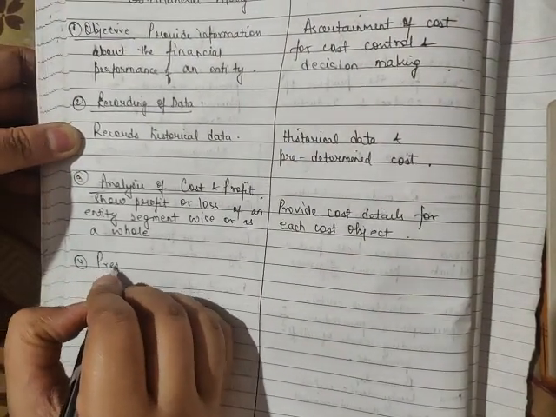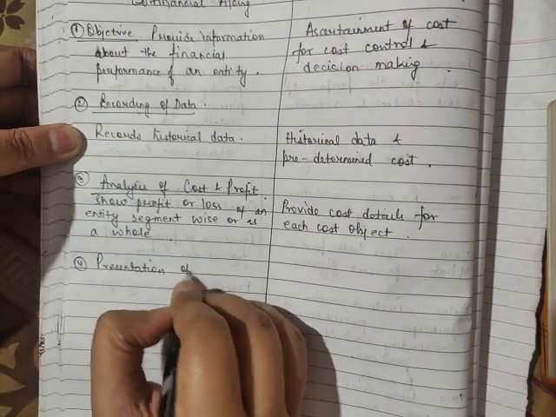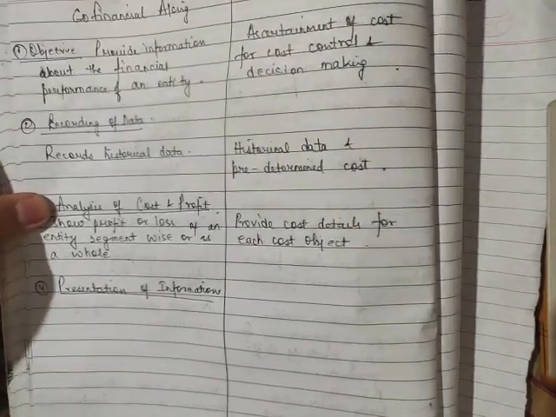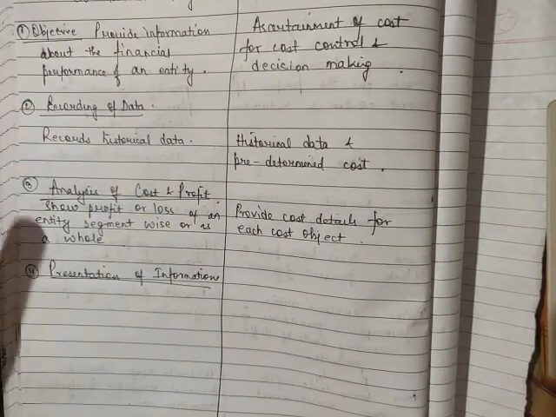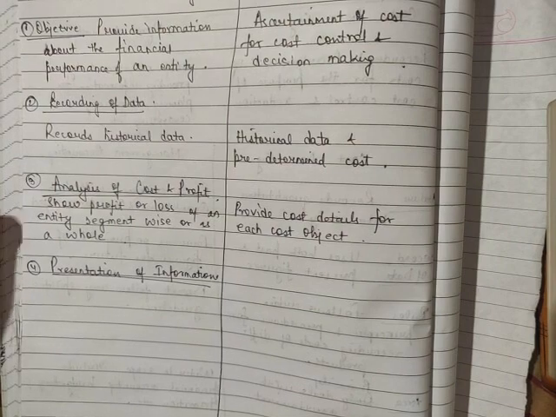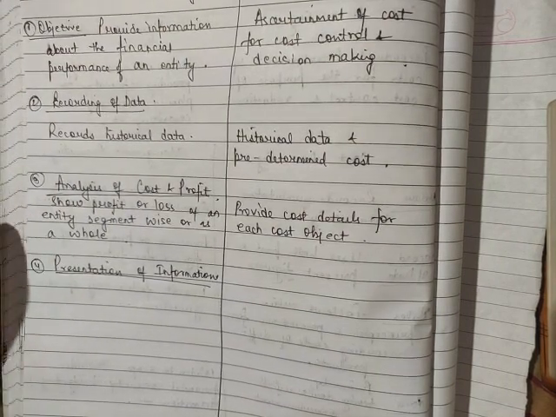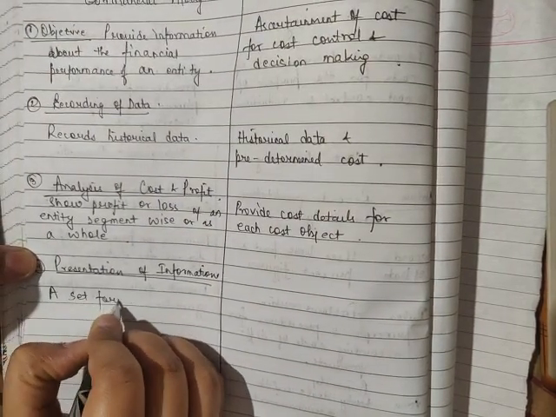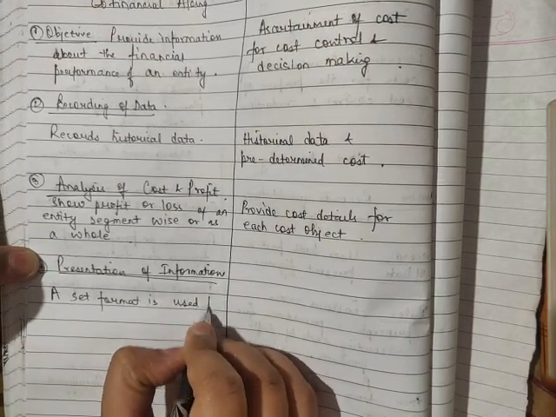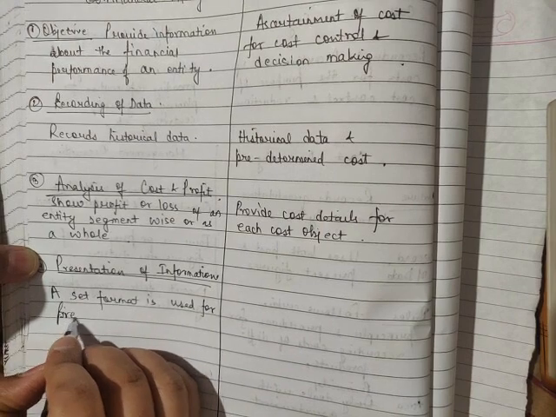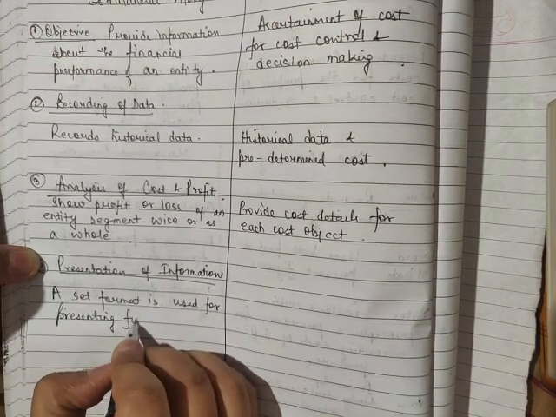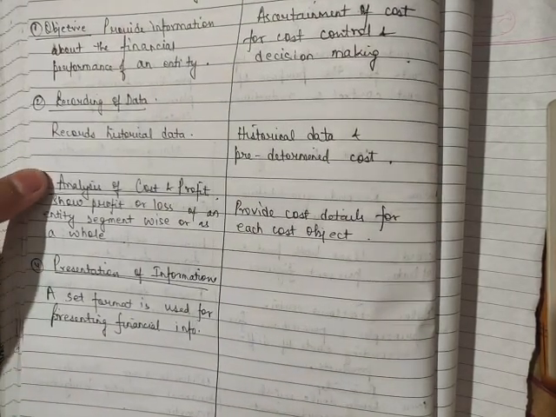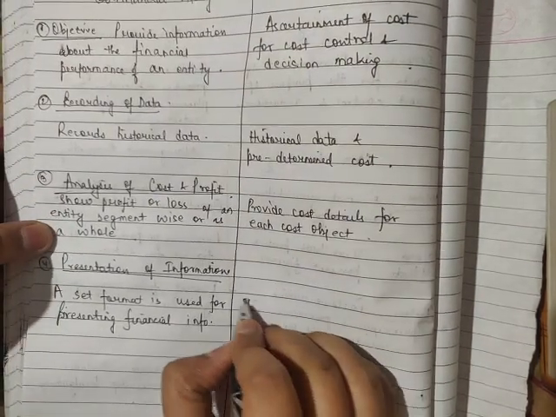Next is the presentation of information. As per the Companies Act, schedules have been defined as to how the balance sheet and profit and loss account of the company have to be prepared, what will be the categorization, and under what headings all the expenses and revenues will be grouped. So, a set format is used for presenting the financial information. Whereas in cost accounting, in general, no set format is followed.